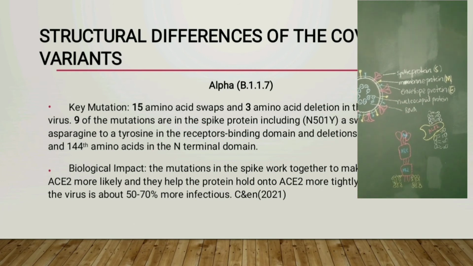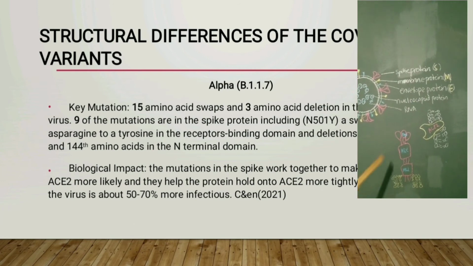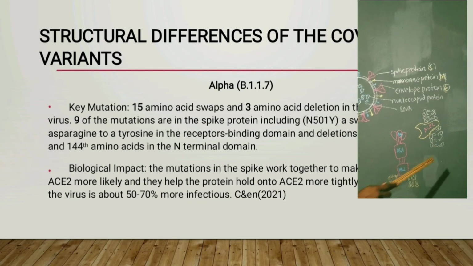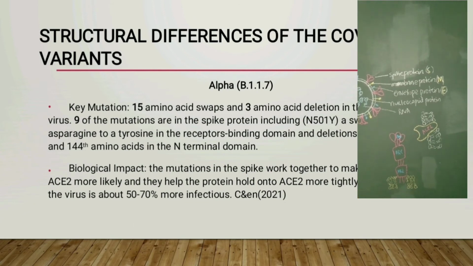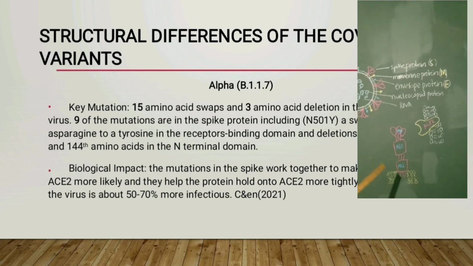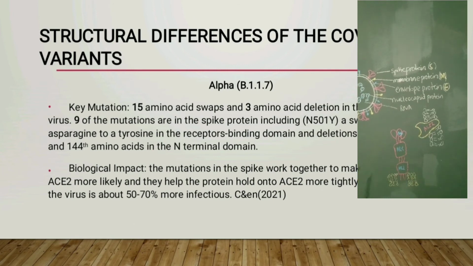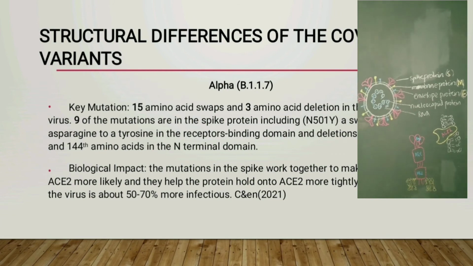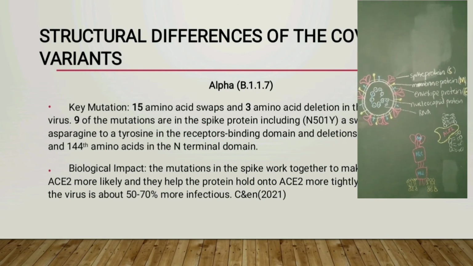The biological impact: the mutations in the spike work together to bind to the angiotensin converting enzyme 2 more likely, and they help the protein to hold on to ACE2 more tightly. Studies have shown that the virus is about 50 to 70% more infectious.